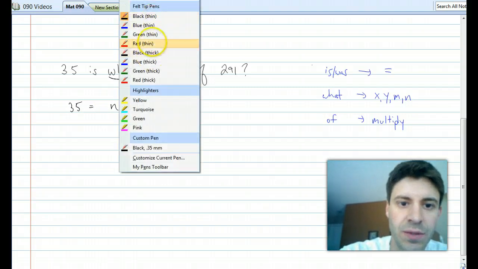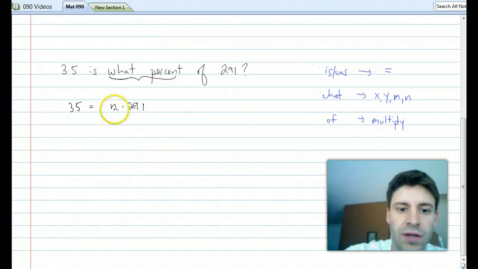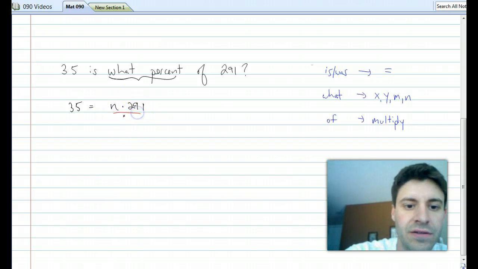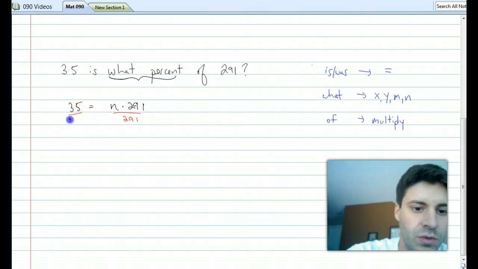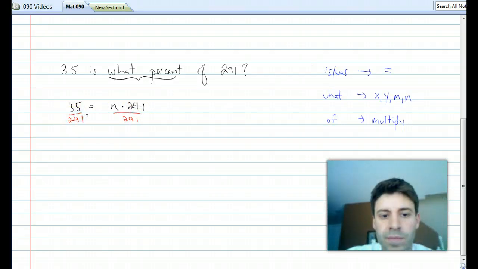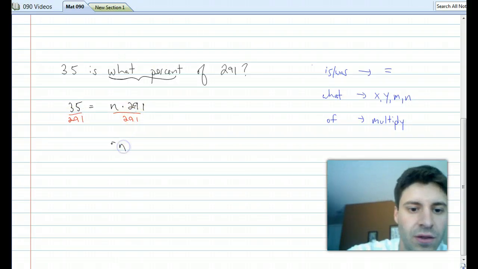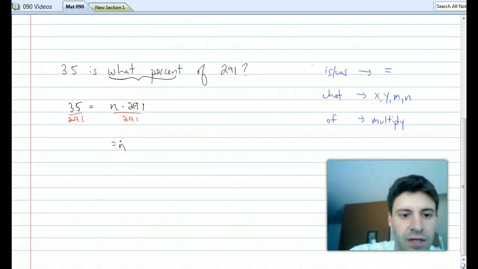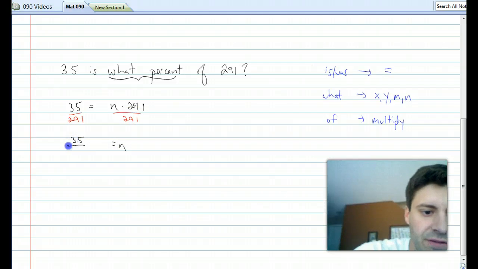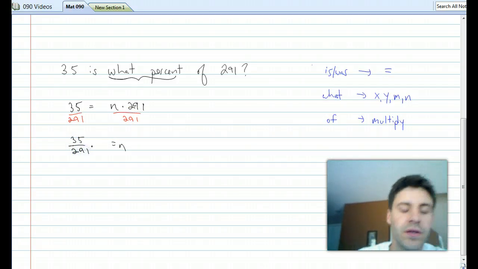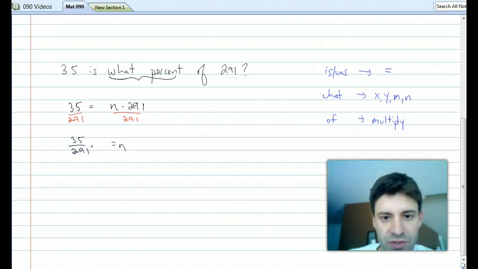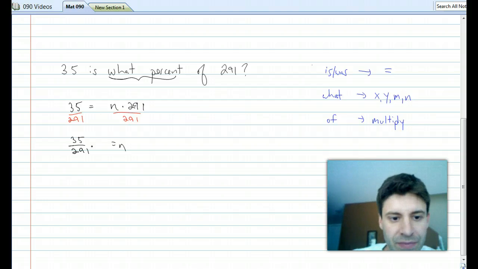So since n is being multiplied by 291, to get n by itself, you divide both sides of the equation by 291. The 291s cancel. On the right, you just get n by itself. And on the left, you have 35 divided by 291. So the key to finding what n is, what percent we're looking for, is division of 35 by 291.